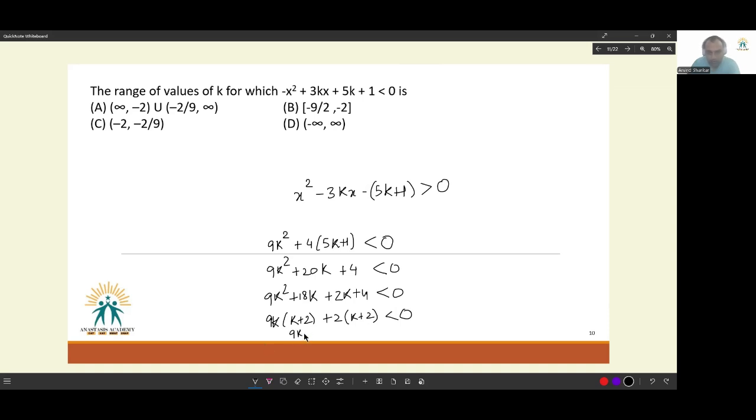So 9k plus 2 and k plus 2. These are the two terms in the factorized form, which means our k can go from minus 2 by 9 to minus 2. Anything within this range is deemed acceptable. These two values are not acceptable, but anything within this range is acceptable. Now, the option that gives me anything within this range is option C. So that will be the answer to this question.